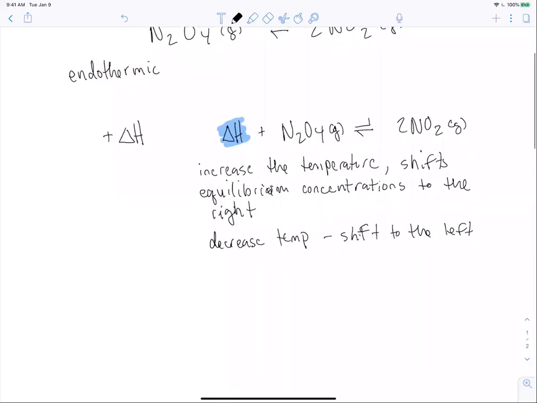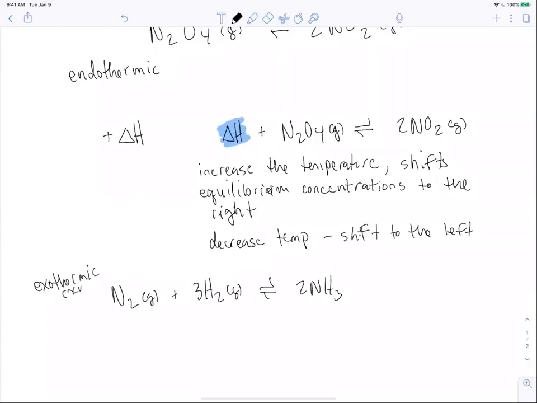Yeah, so for example, if you're looking at the Haber process, and we say, okay, this is an exothermic reaction. That means we can add delta H on the right side, because now it's as if heat is literally being released. So we're kind of treating the delta H like a product of the reaction.